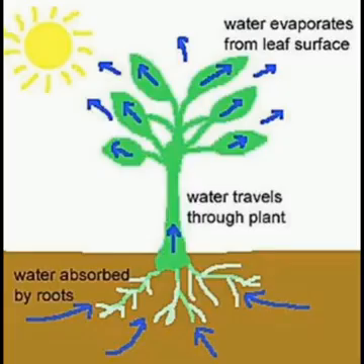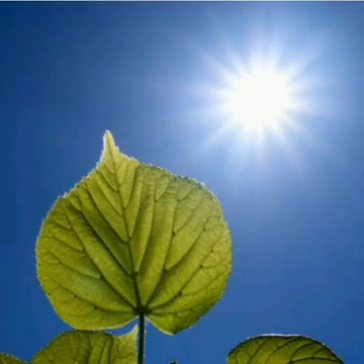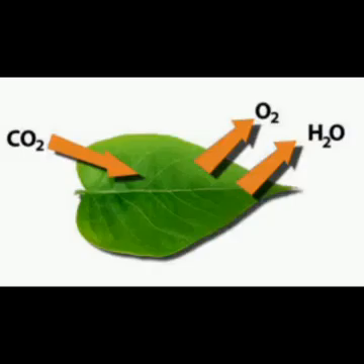Plants can absorb water through roots only when transpiration takes place. Thus, transpiration helps a plant in the absorption of water. Let's now discuss the second important function of the leaf. That is, plant leaves make food for all living beings through the process of photosynthesis.